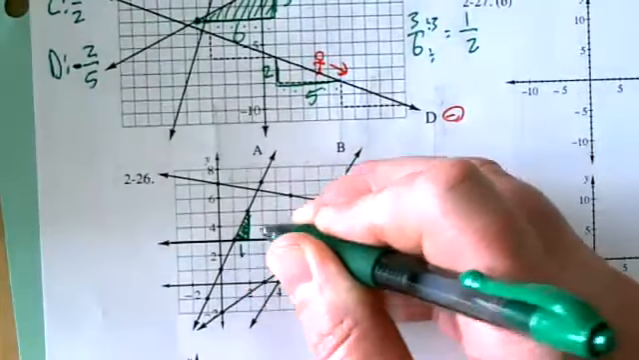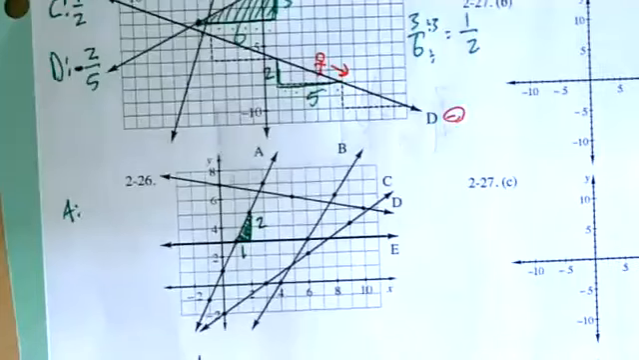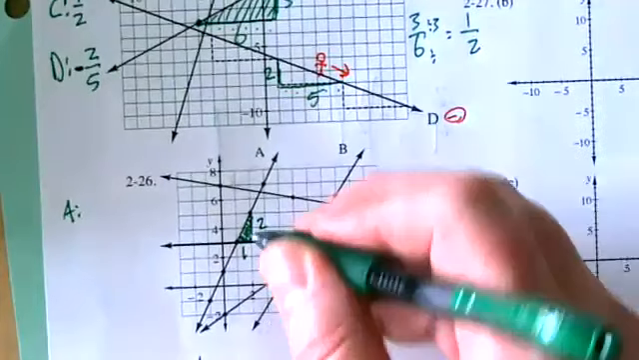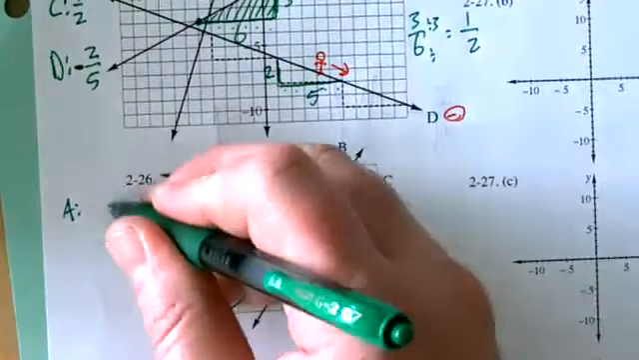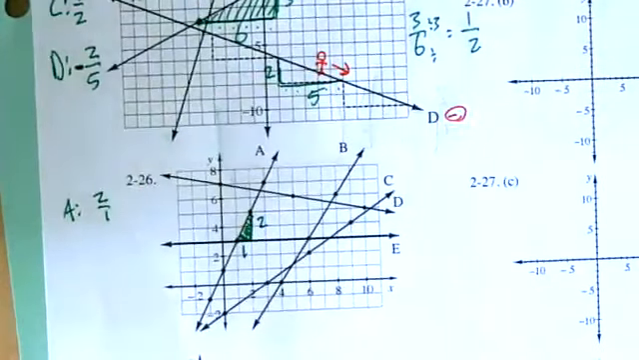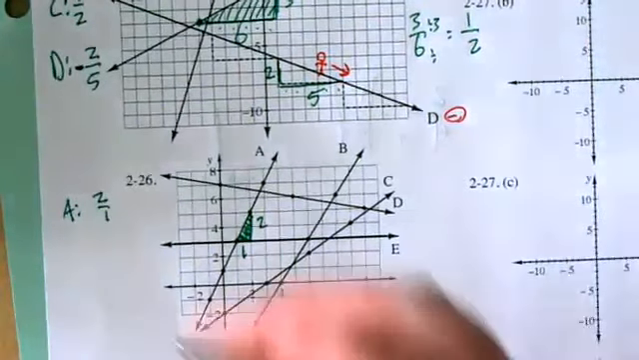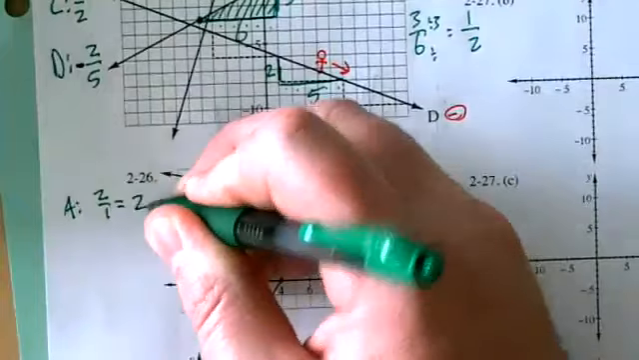So my change in x is 1, change in y is 2. For line A, my slope is going to be rise over run, or change in y over change in x, which gives me 2/1. Ooh, is it positive or negative? Line A, is that a positive slope or a negative slope? Positive slope, so positive 2/1, so that's just 2.